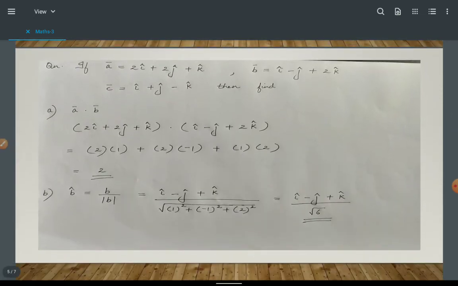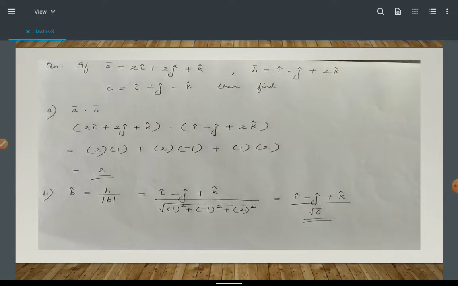First one, if a bar is equal to i cap plus 2j cap plus k cap. Here i cap represents i bar itself. So ഇവിടെ a bar എന്ന് പറയുന്നത് ഒരു സ്കേലാർ ഫംഗ്ഷൻ ആണോ വെക്റ്റർ ഫംഗ്ഷൻ ആണോ? Since it has i, j, k values, it is a vector function.